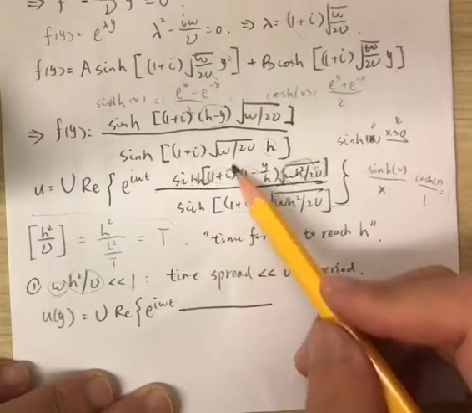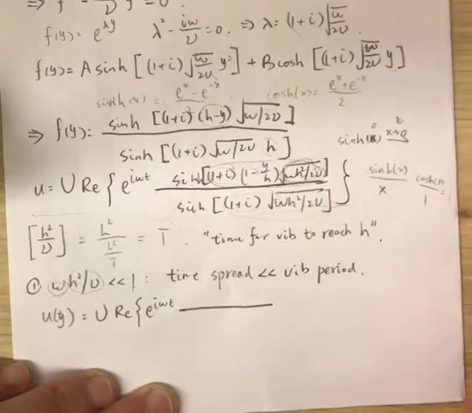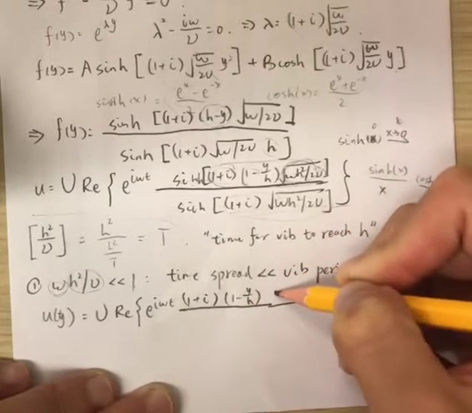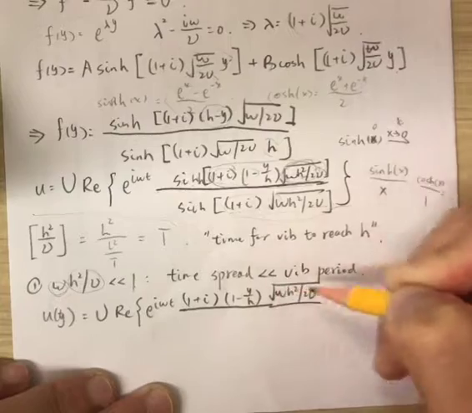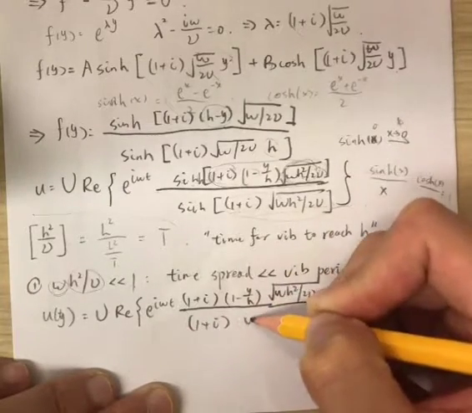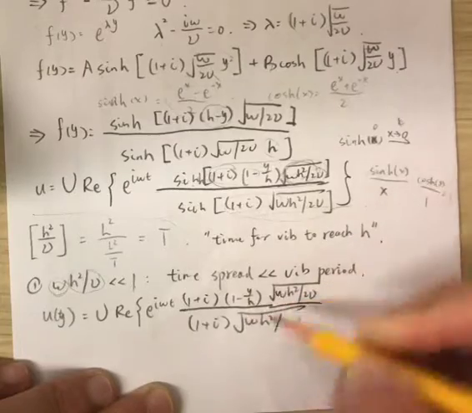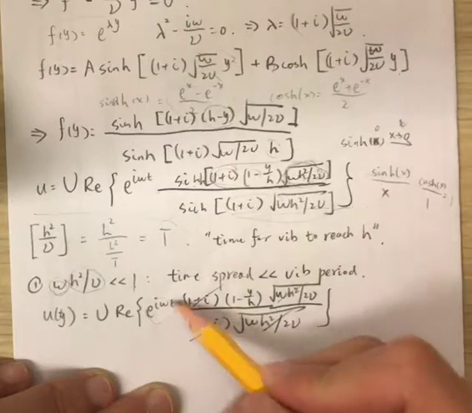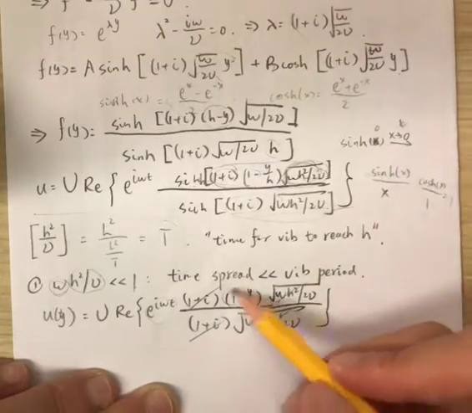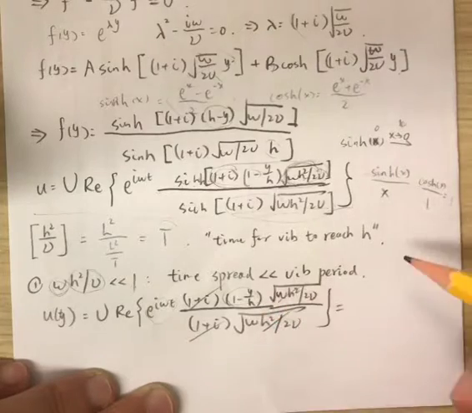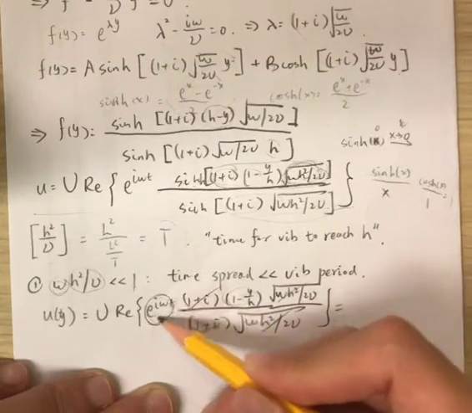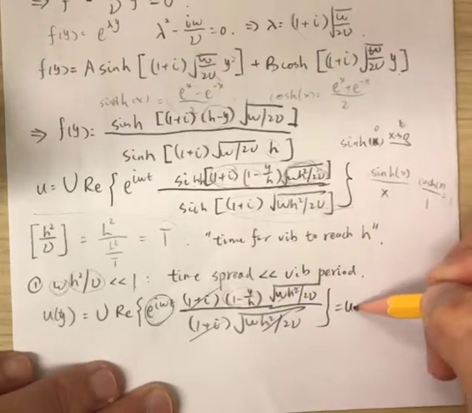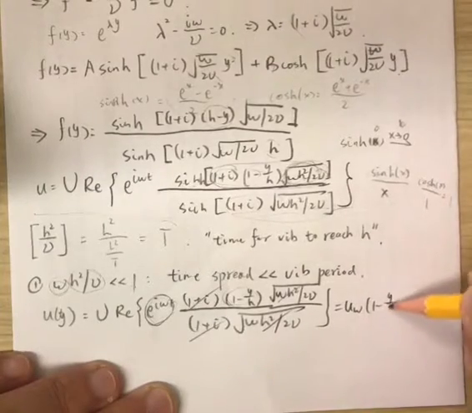So here what we get is this thing over this thing, right? 1 plus i, 1 minus y over h, omega h squared over 2 nu, 1 plus i, omega h squared over 2 nu. We see this thing is all cancelled. What we are left with is this thing times this thing's real part. But this thing is just a real number, right? So if we take the real part of this, we just get back the cosine. So what we end up with is U times 1 minus y over h.